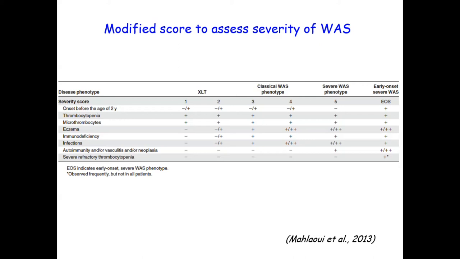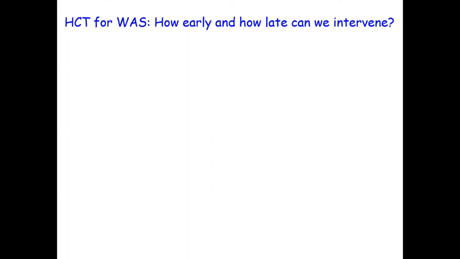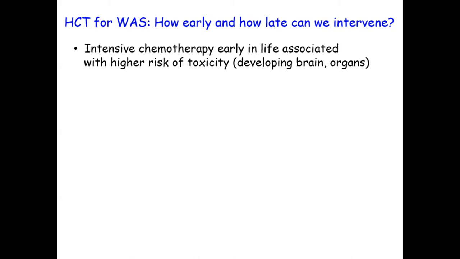All right, so how early and how late can we intervene? What are the advantages of intervening early? What are the disadvantages of intervening early, and how late can we intervene? There is no question that you do need to use chemotherapy to perform transplantation successfully in Wiskott-Aldrich syndrome. But we all know that chemotherapy is toxic. Chemotherapy is particularly toxic in very young infants because you still have a developing brain and organs that are not fully capable of handling the chemotherapy. So we always are nervous when we have to propose a transplantation very early in life.